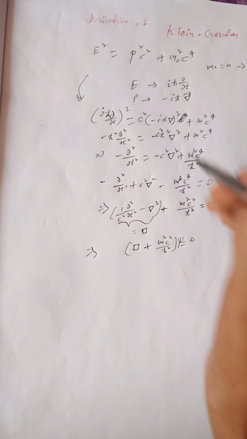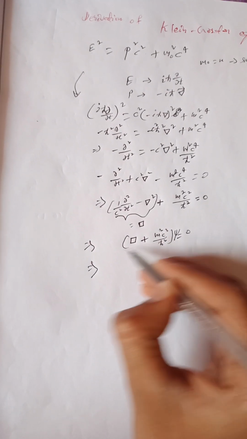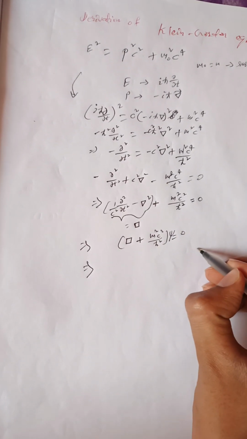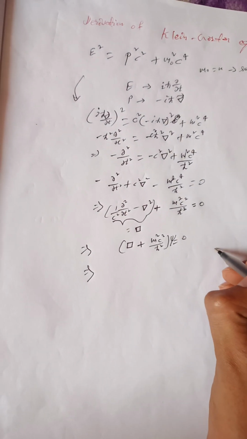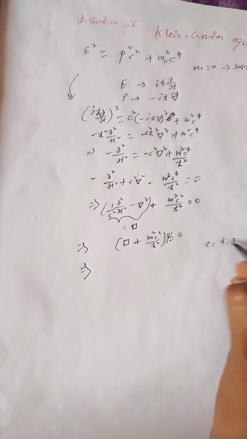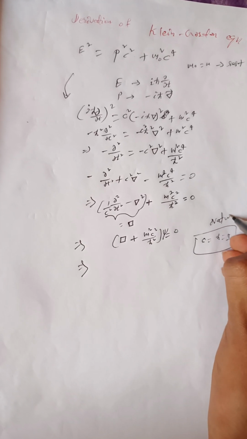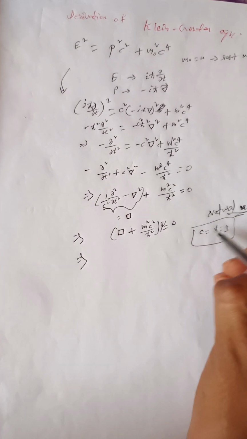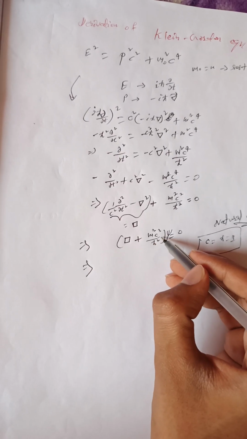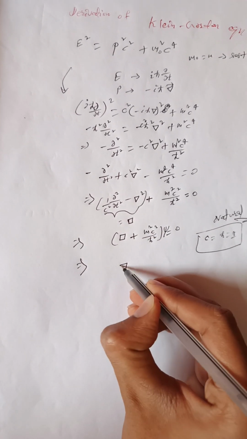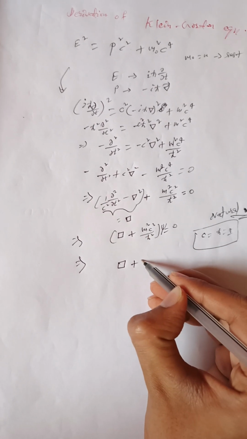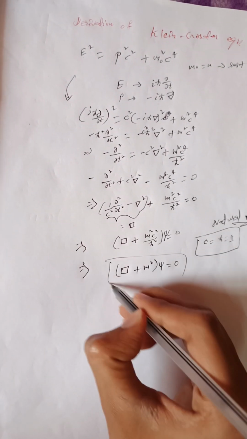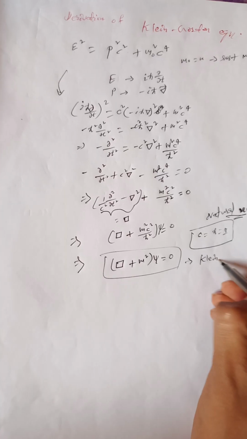Now look at this. Usually in many textbooks you will see that they are using so-called natural units, in which c is equal to h bar equal to 1. This is called natural units, so remember it. If you put c equal to 1 and h bar equal to 1, this will become simply the box operator plus m squared into psi equal to 0, and this is the Klein Gordon equation.